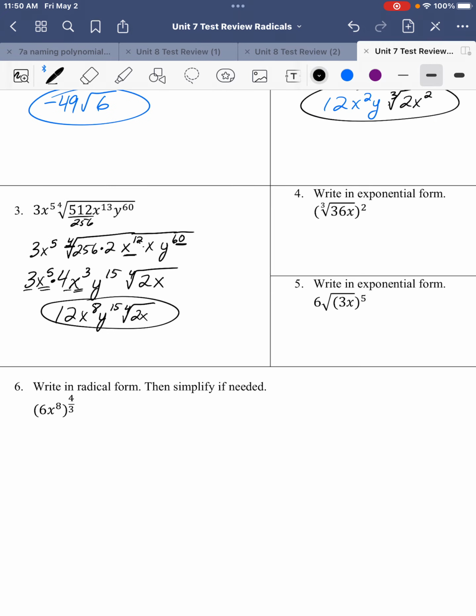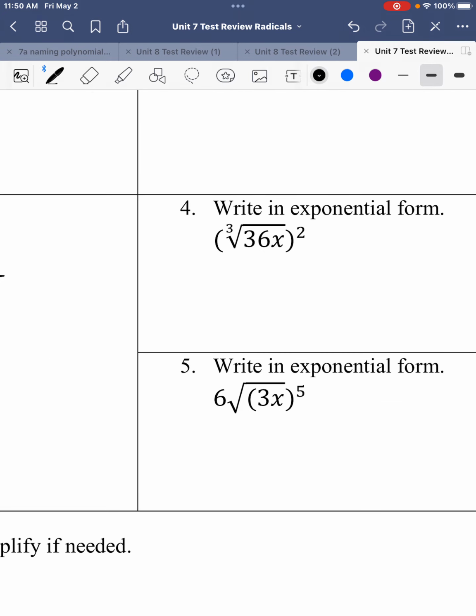All right, moving on. These other ones go a little bit faster. Write the exponential form. So the 2 is our numerator. When it starts out with the exponent, that is your numerator. And what's underneath the radical, I always put in parentheses. Keep it in parentheses when we convert. So the 2 is your numerator, and then the 3 is your denominator.